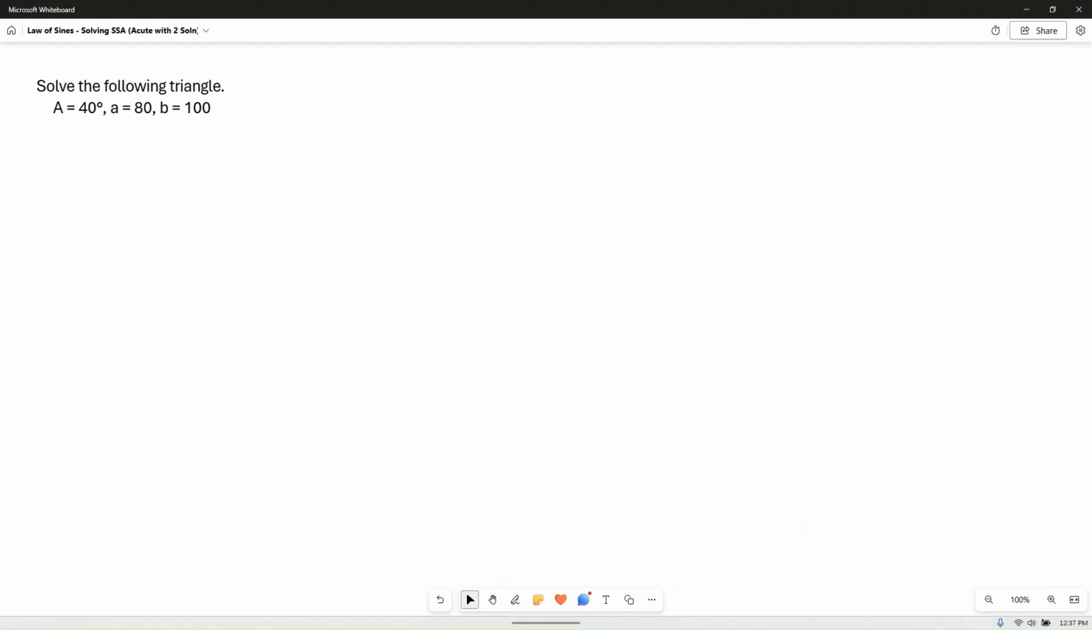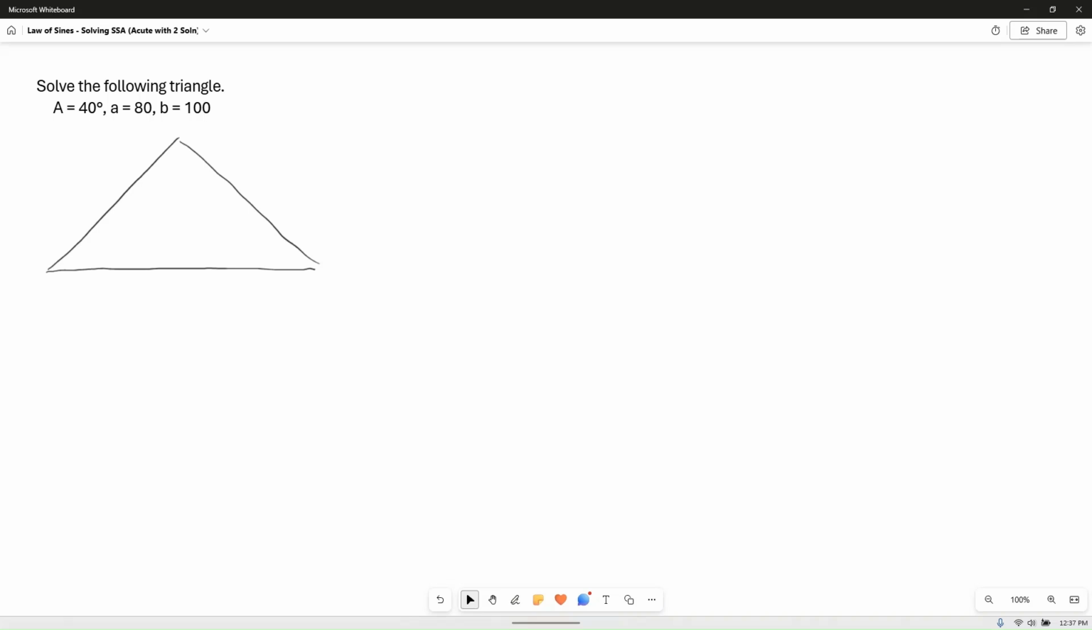Let's look at another example of solving a triangle within the side-side angle case. This time we're given angle A is 40 degrees, side A is 80, and side B has a length of 100. So let's start by drawing our picture, our triangle. Again, I'm going to draw my standard triangle. Horizontal bottom side, slanted sides going upwards to meet at the top.